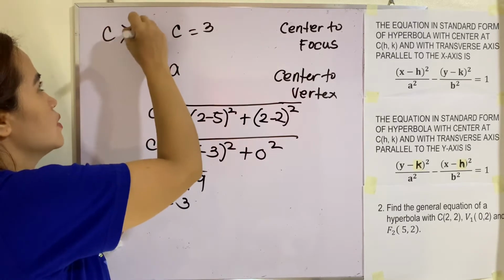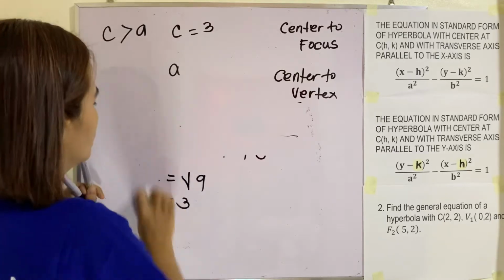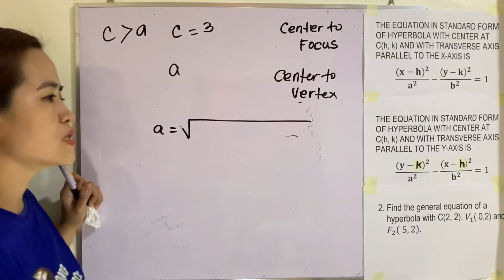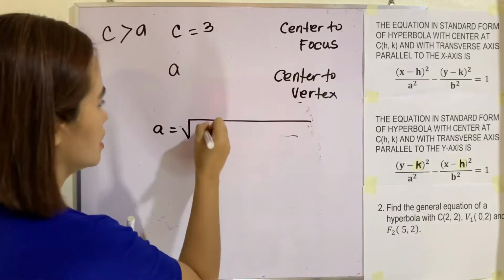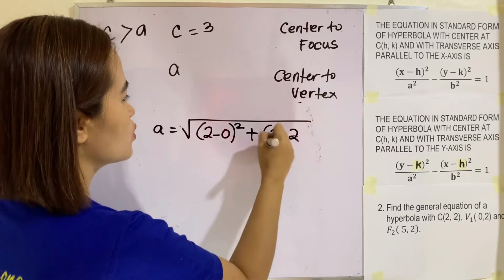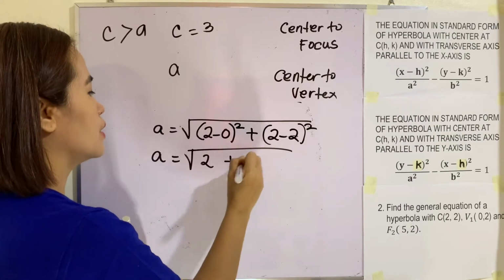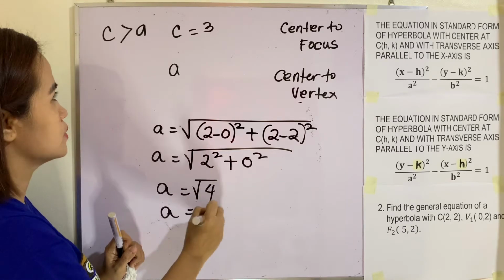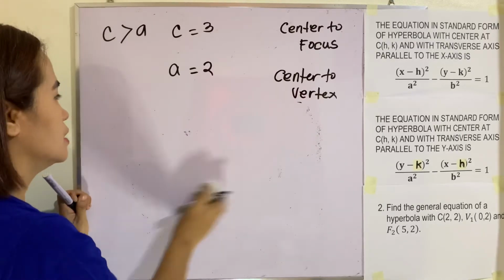Remember that your C should be greater than A. So next, let's find A now. Our A is equivalent to the square root of distance formula again. This time, center to vertex. So center to vertex, that is 2 minus 0 squared plus 2 minus 2 squared. A now is equal to the square root of 4, A is equal to 2. Okay, so we have now the A and the C.